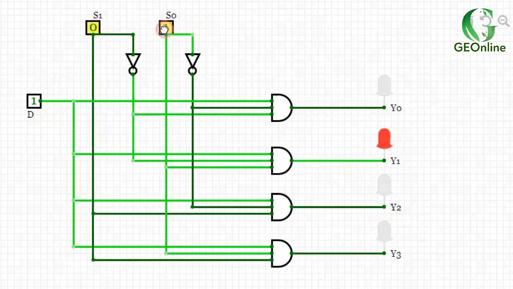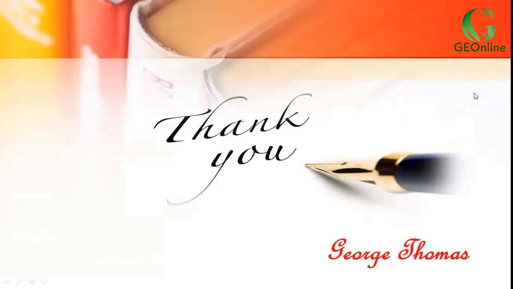So depending upon the status of input line, we get the same input at different outputs. That is all about multiplexer and demultiplexer. Thank you.